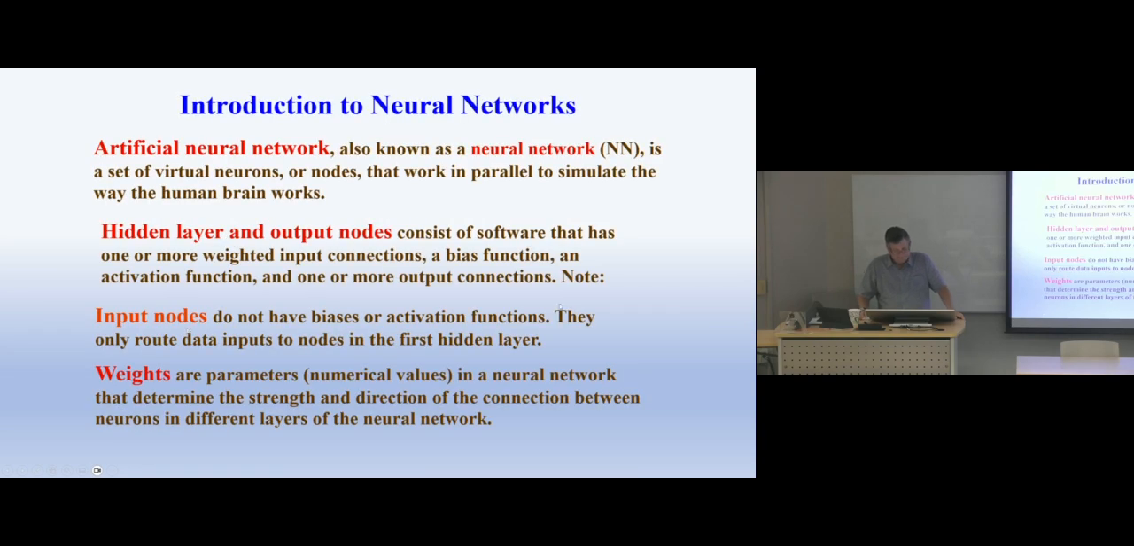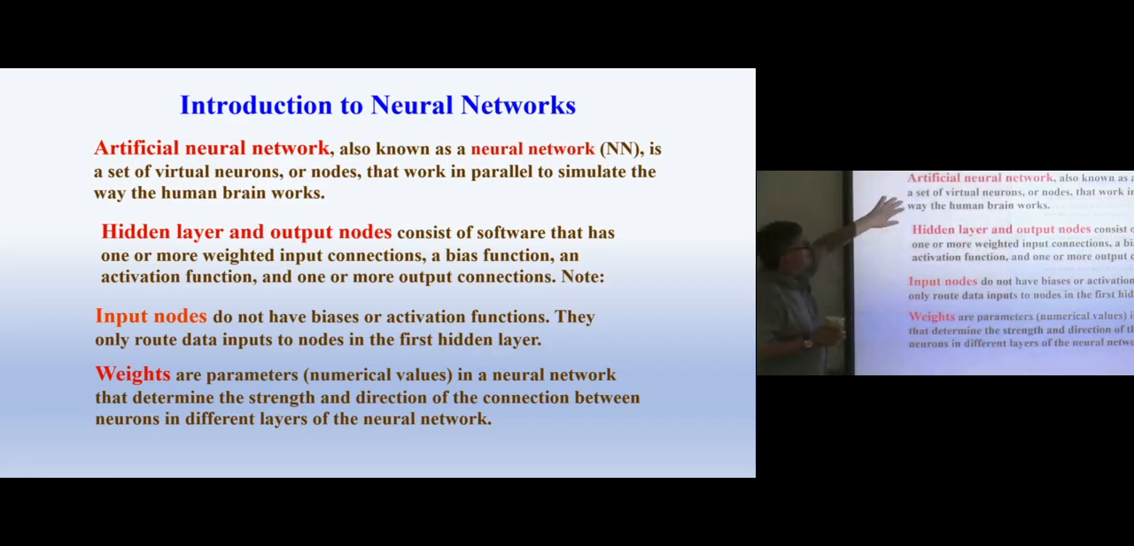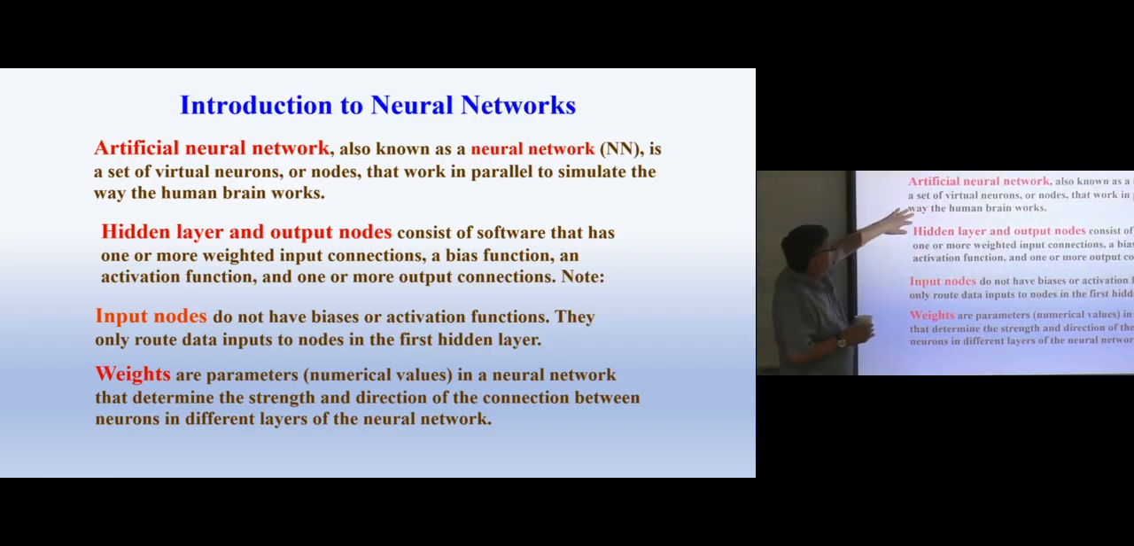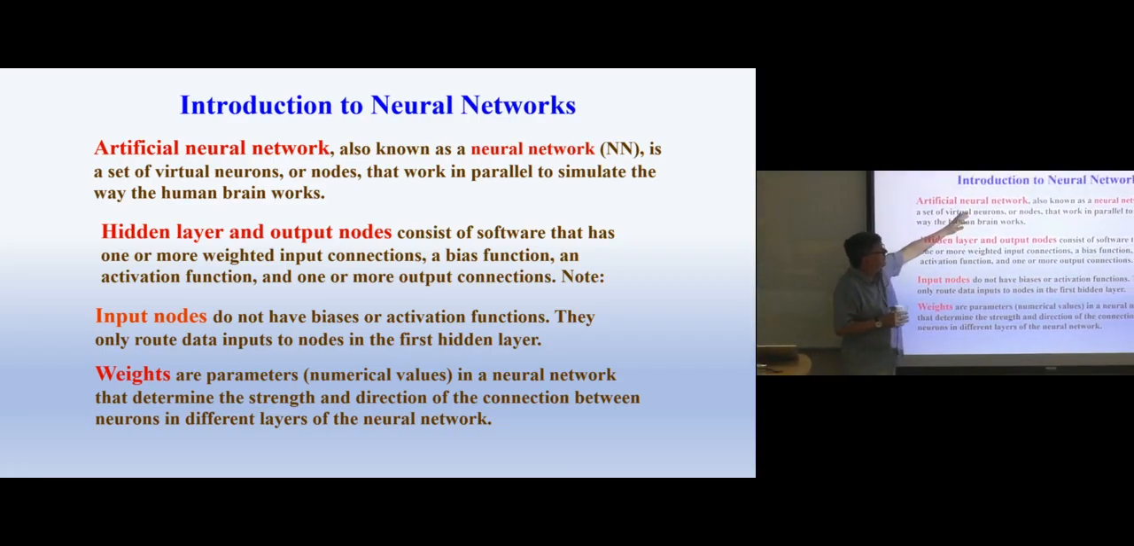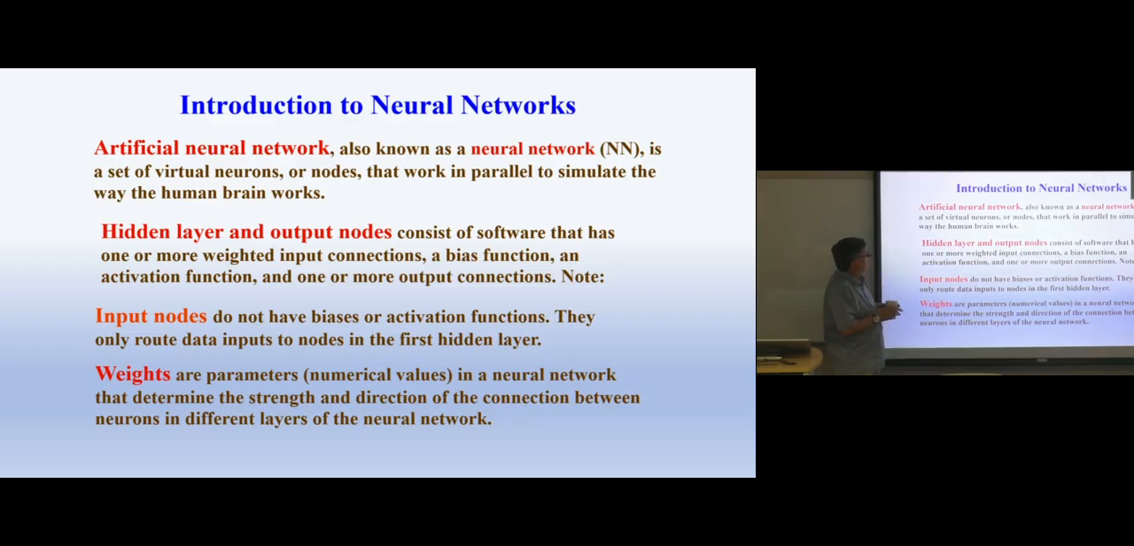Okay, neural networks. You're going to get to do one of these. Artificial neural networks, also called neural networks. These are virtual neurons, which is software. They work in parallel. The idea was to get at the way the human brain works, which is that our brains are massively parallel. You've got input nodes. Notice they don't have any biases or activation functions. They route data to the nodes in the first hidden layer, then you go through the hidden layers, and you come out to the output nodes.